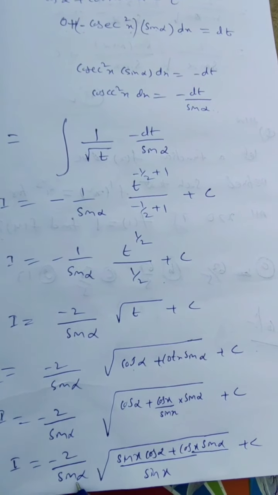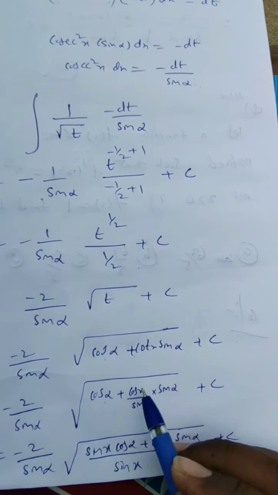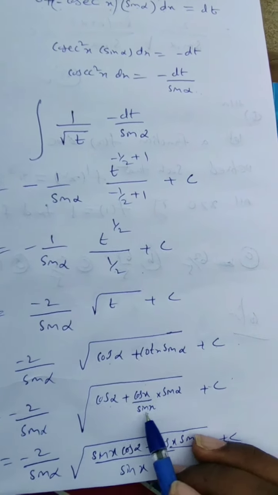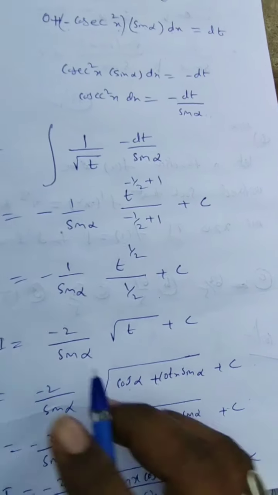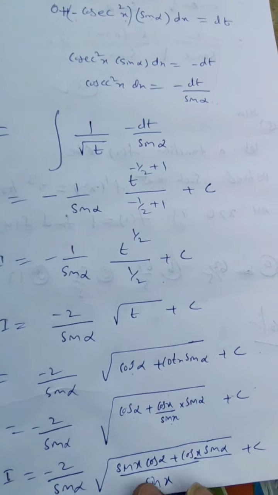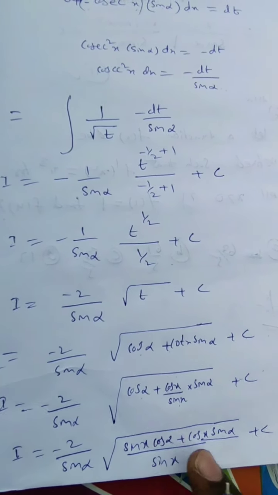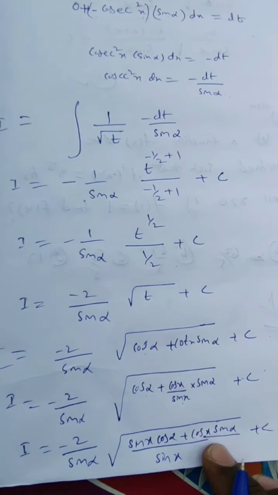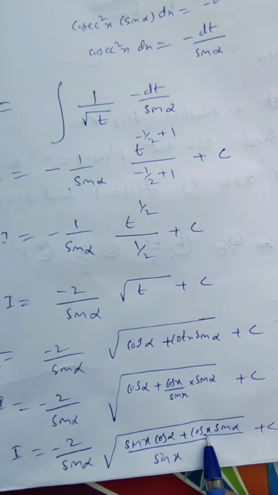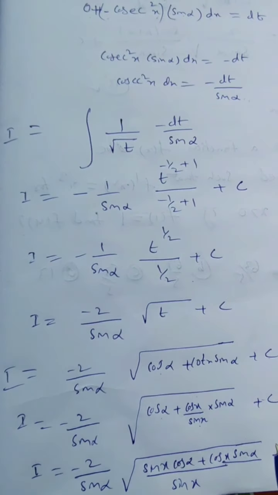So minus 2 upon sine alpha under root of cos alpha plus cot x into sine alpha, plus c. I write cot x as cos x by sine x. Then take the LCM: sine x into cos alpha plus cos x into sine alpha, all over sine x. On the numerator you can clearly observe the format of sine a cos b plus cos a sine b.